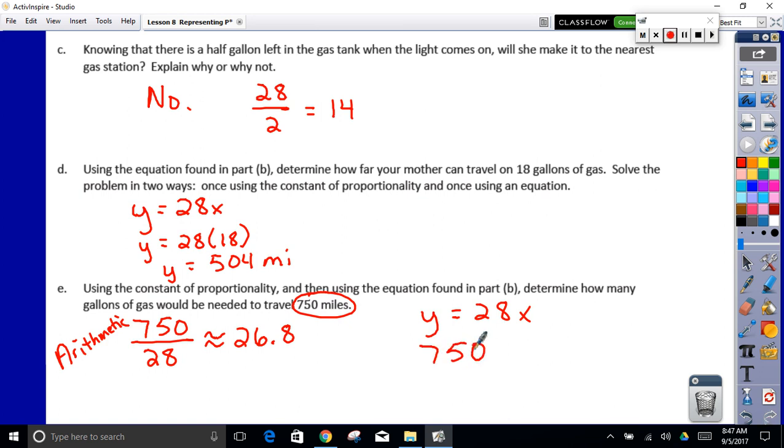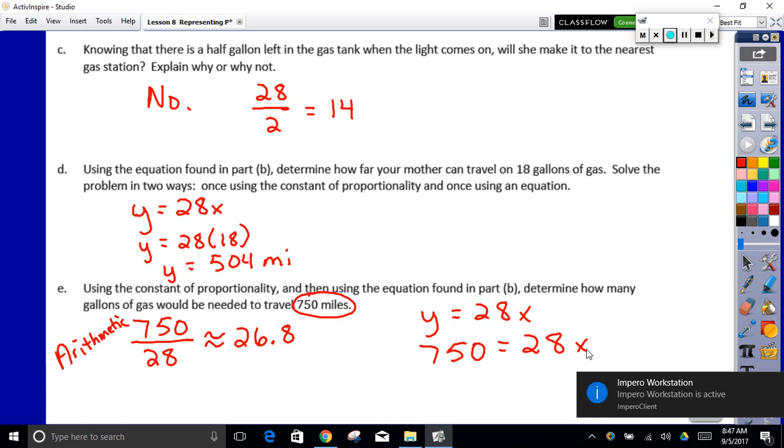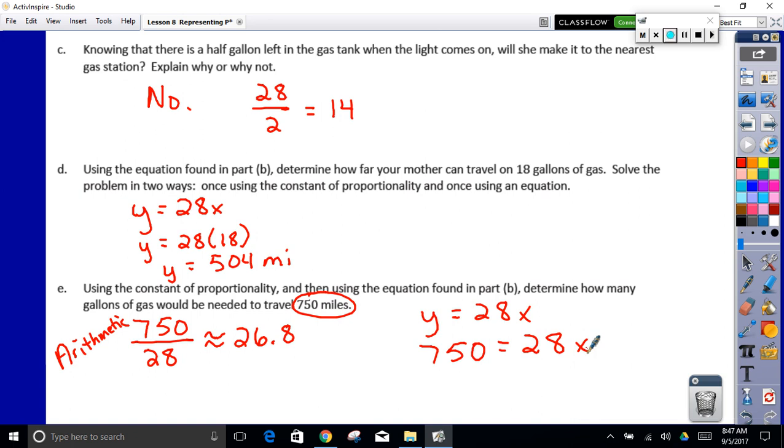So we have 750 equals 28x. What do we need to do then, Adria, to solve that equation? 750 divided by 28. Yeah, we're doing exactly what the arithmetic people did now. So we divide both sides by 28, and we get the same answer. We get that x is approximately 26.8.